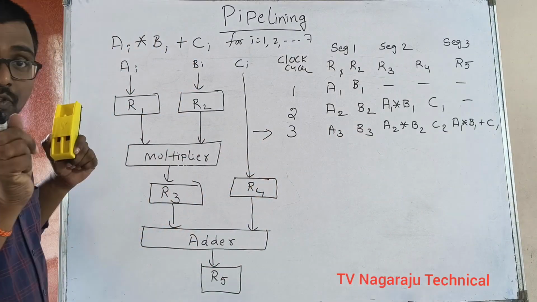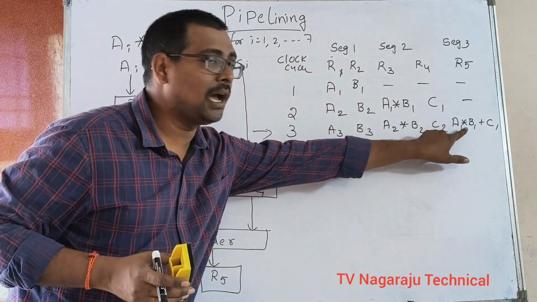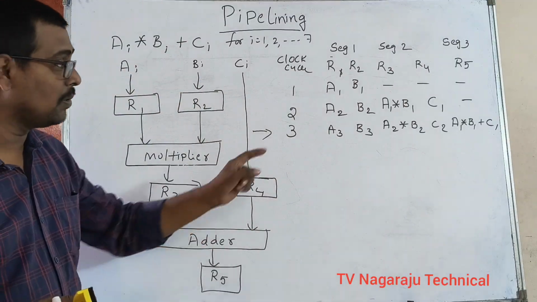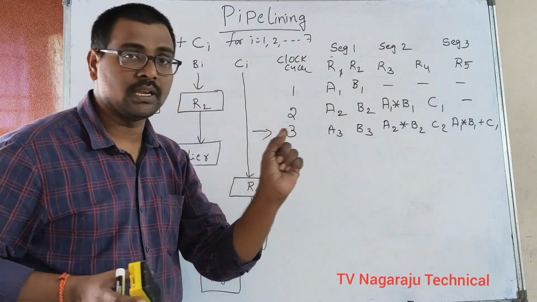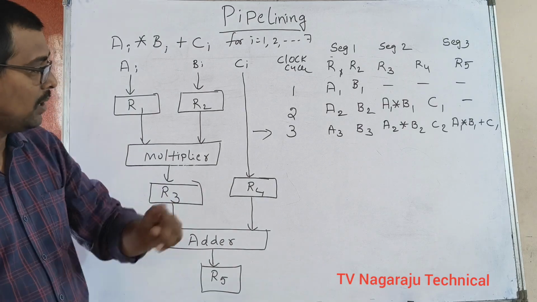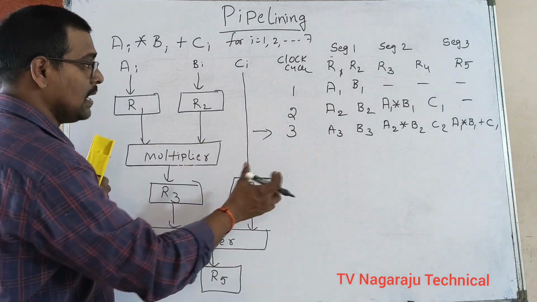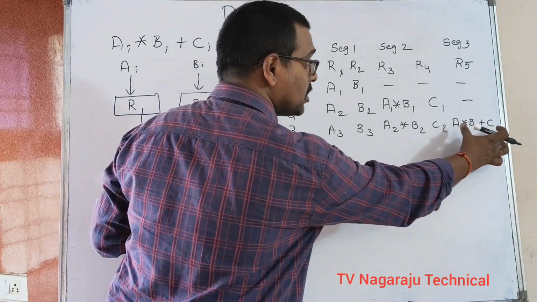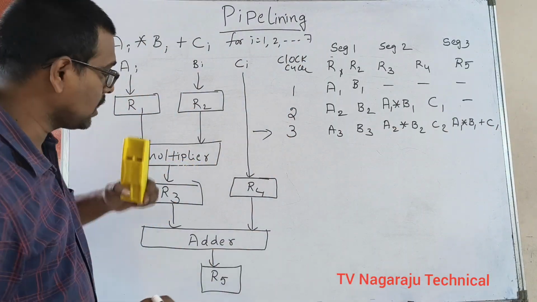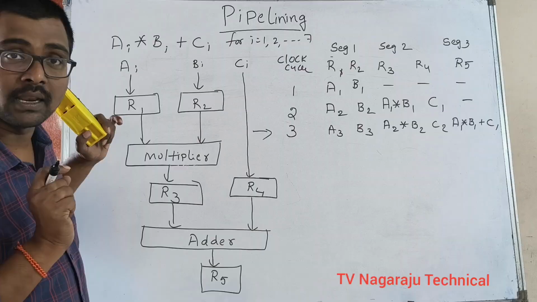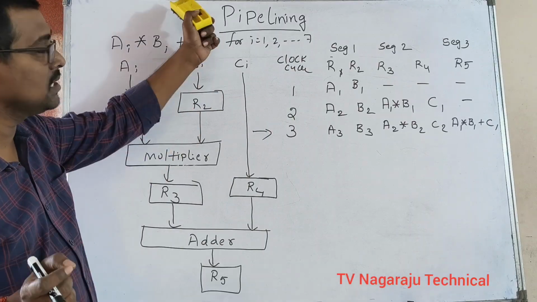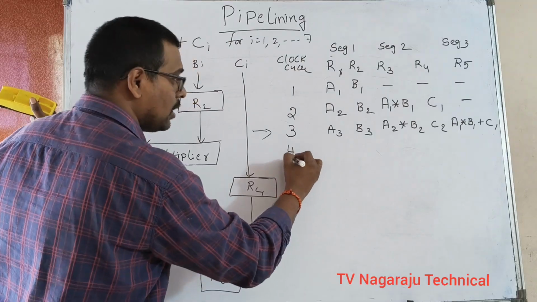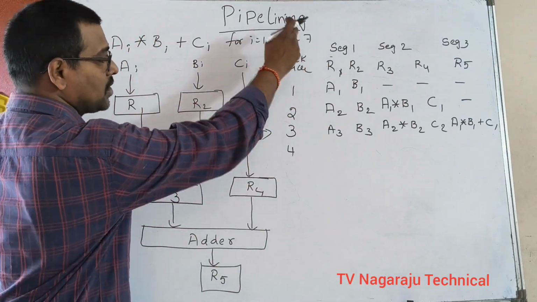By the end of 3 clock cycles, one complete operation is performed. Remember, it is a 3 segment example. If you observe carefully, segment 1 does the copy operation, segment 2 does the multiplication, segment 3 does the addition. All the segments work in parallel, cooperating with each other. That is, parallel processing is achieved through pipelining. Now continue the remaining until completion of 7.